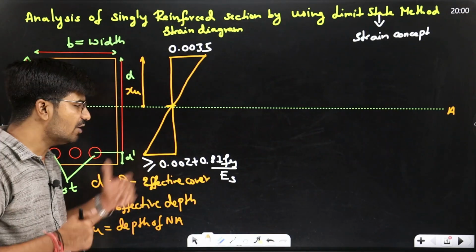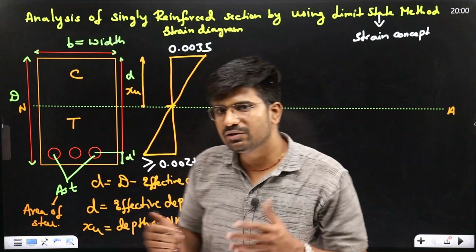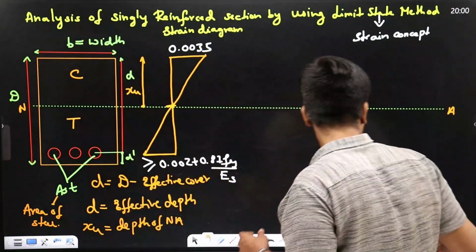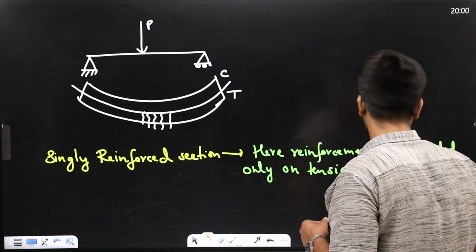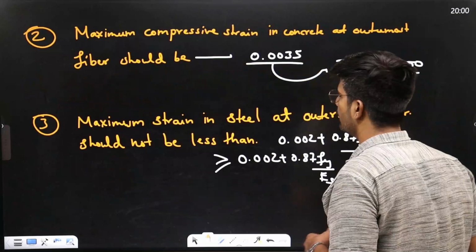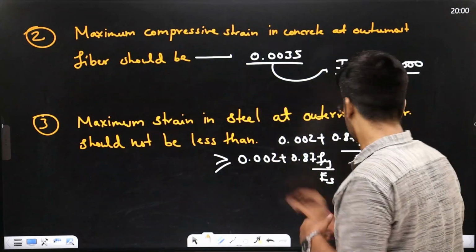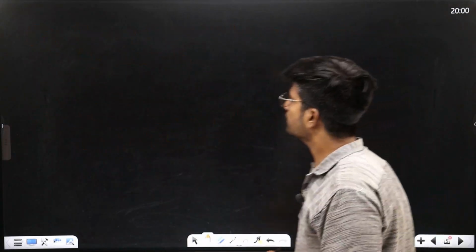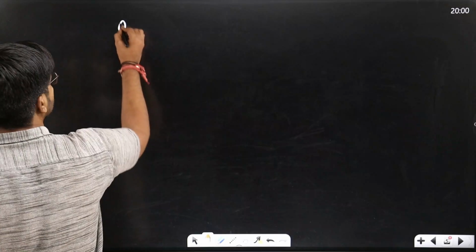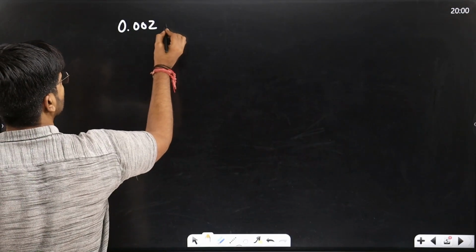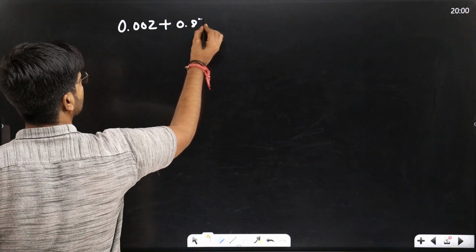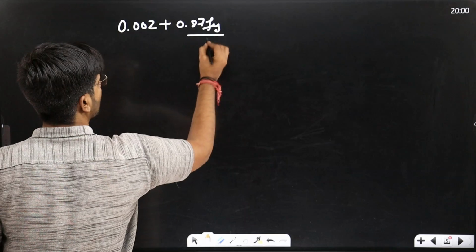Then how did you get this value? How did we get this value? I will explain that. How we got this value: 0.002 plus 0.87 Fy upon Es.